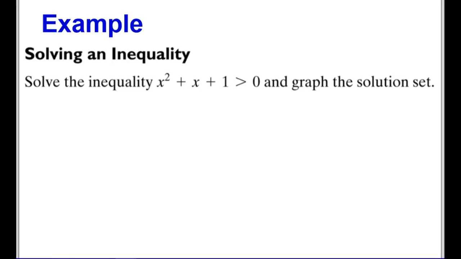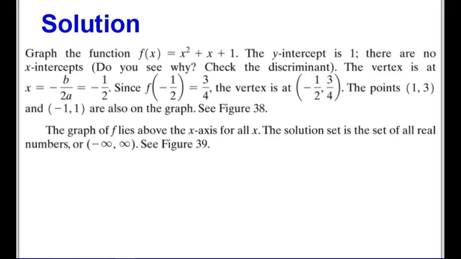Okay, and here's our next example. So solve this inequality, x squared plus x plus 1 is greater than 0, and then graph our solution set. So I want to find all those same points. So my y-intercept is 1. So there's no x-intercepts, okay? So that's one thing that will tell us that we're not actually ever touching the x-axis.